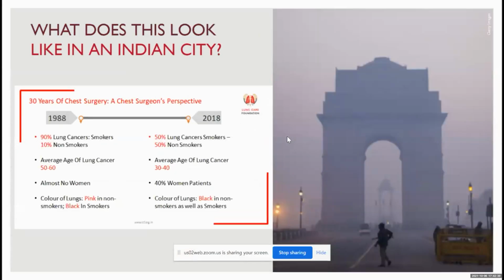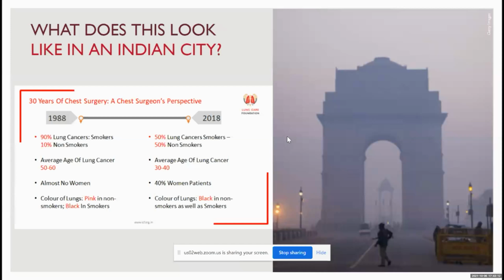And what does this look like in a doctor's office? I take this slide from one of my favorite chest physicians, who works as a chest surgeon, used to be at Gangaram, now is at Medanta. When he started his practice in the late 80s, 90% of his patients coming in with cancer were smokers, and 10% were not. Today, that is about 50-50.